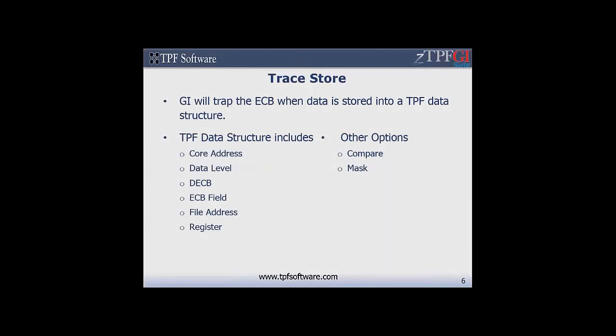Trace store. Trace store will trap the ECB when data is stored into a TPF data structure. The TPF data structure includes core address, data level, DECB, ECB field, file address, and register. We also have options under this trace store: compare and mask are the two options we have. I can explain clearly with the help of the demo. Let me show you a demo on trace store.